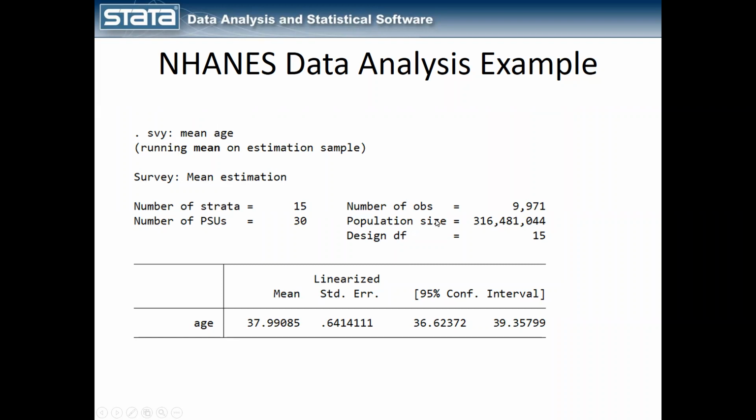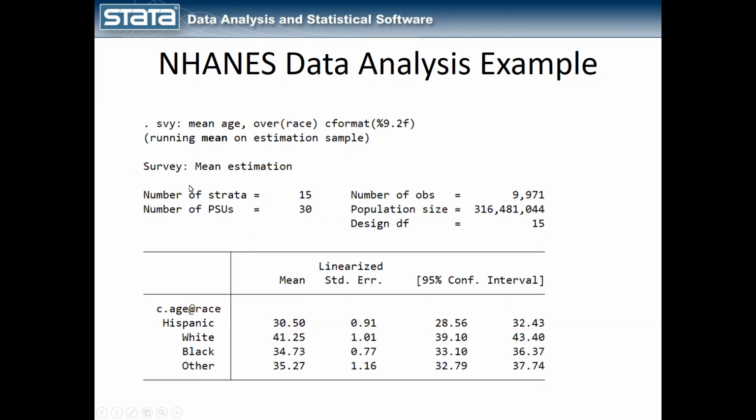If I look at the output, notice that it tells me the number of observations and the population size. Because again, with survey sampling, we're very explicitly drawing inferences about a specific population from which the sample was drawn. And so essentially the population size is the sum of the sample weights. In this case, we're talking about the United States, probably circa early 2000s, so the population size is about 316 million. So we get our mean and our linearized standard error and a confidence interval. It's really easy to estimate a mean that way.